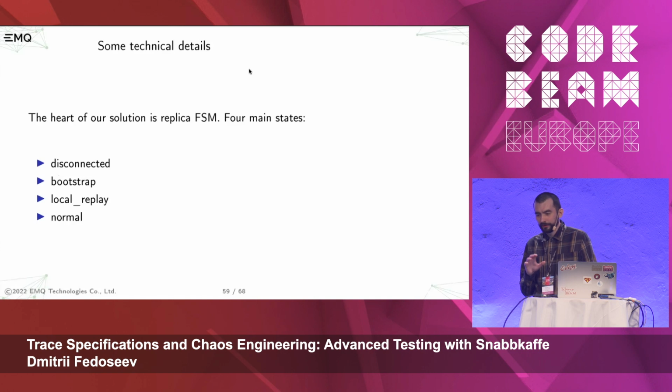The heart of our solution is the replica state machine, which has the following main states. Disconnected, where the node tries to discover the other nodes that have a source of truth. Bootstrap, where the node copies the data from the upstream node using dirty operations. Local replay, where the node applies the upstream transactions buffered during the bootstrap stage. And normal state, where the transactions are applied in real time.